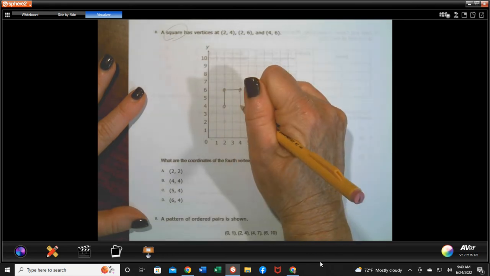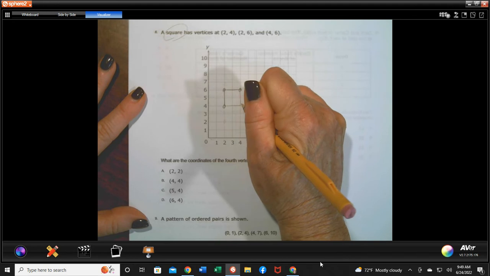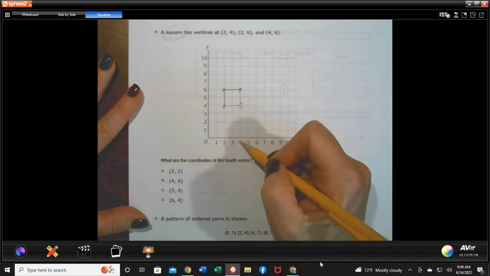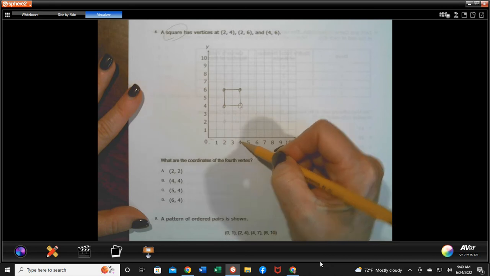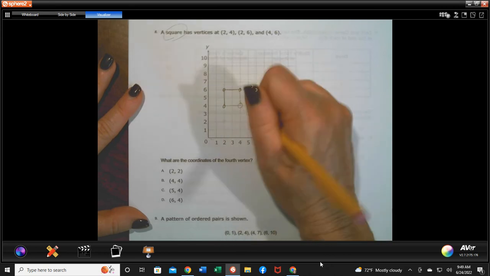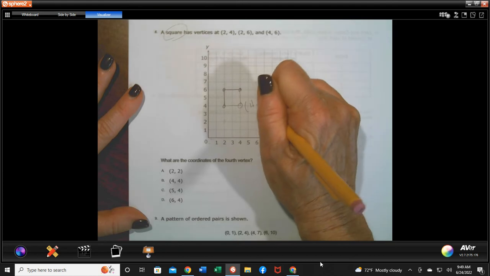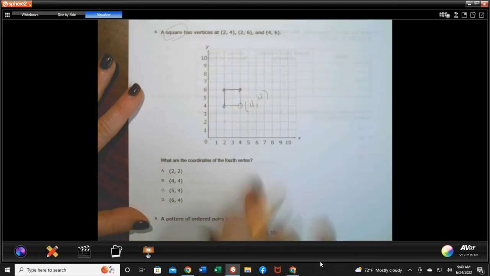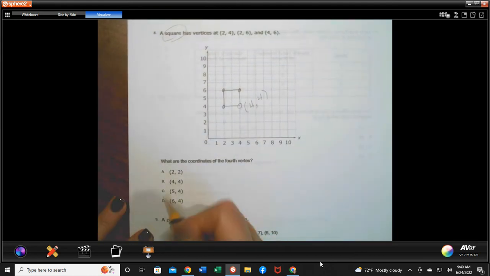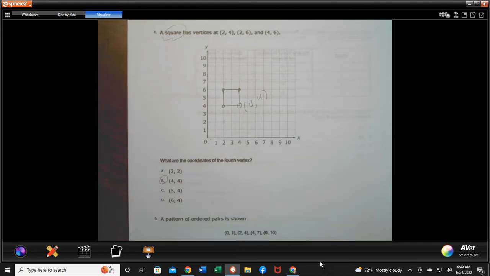So I'm going to come down 2 units and over 2 units, and that point needs to be right there. So that point is at going over 4 on the x-axis and up to 4 on the y. So that point is located at 4, 4. So I don't even need to use the answer bank except to confirm that my answer is there.